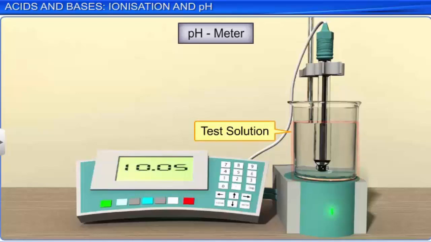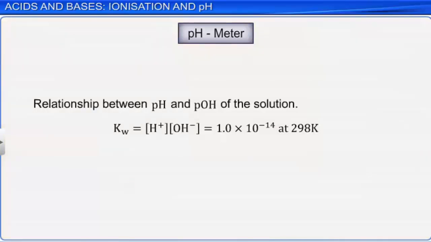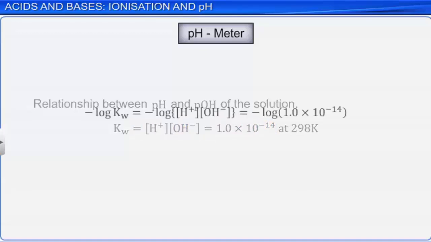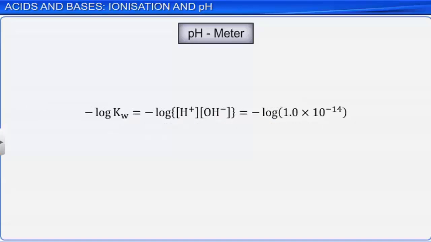As we saw earlier, the ionic product of water at 298 Kelvin is equal to the product of the concentration of H+ and OH- ions, which is equal to 1 multiplied by 10 to the power of -14. On taking negative logarithm on both sides of the equation, we get negative log of Kw is equal to negative log of [H+][OH-], which is equal to negative log of 1 multiplied by 10 to the power of -14.